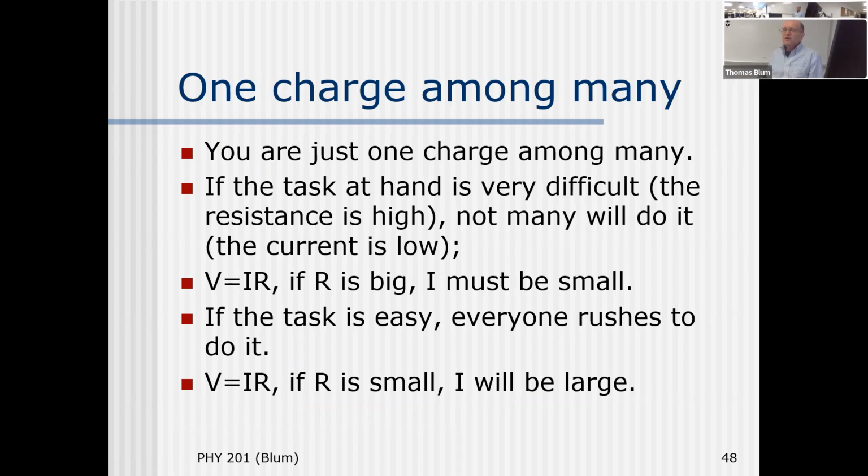So by current, we mean that there are many charges going by. So V equals IR. If the task is hard, if the resistance is big, then the current will be small. Not as many charges will take on that task. Not as many people will take the highly class, because it's hard. You know that.